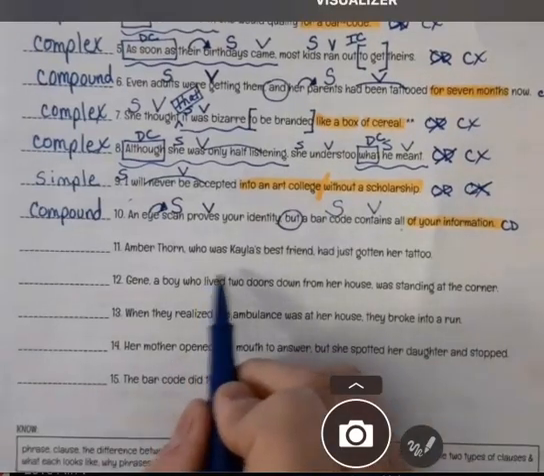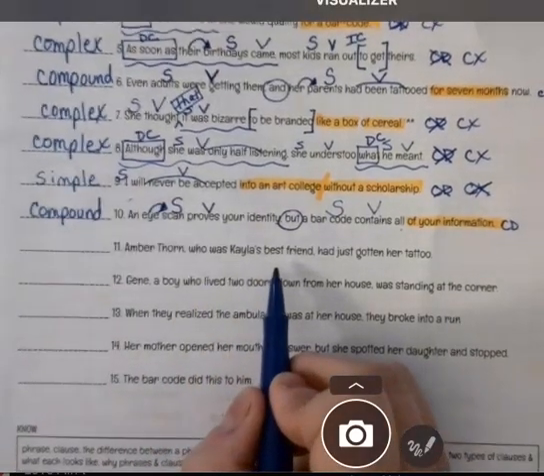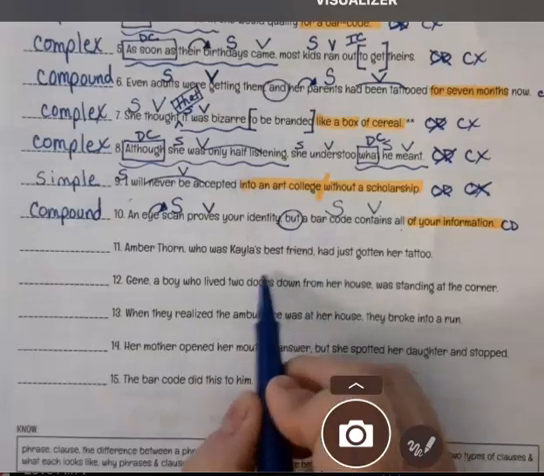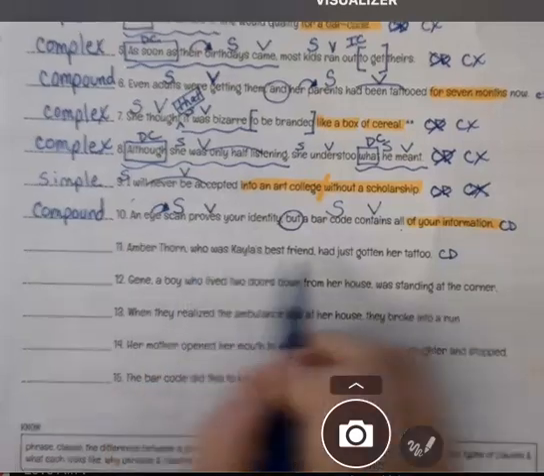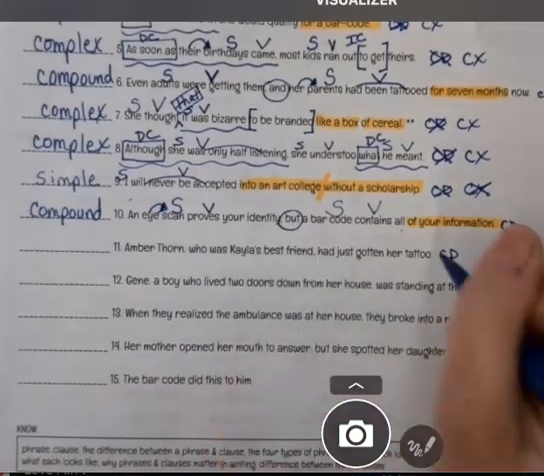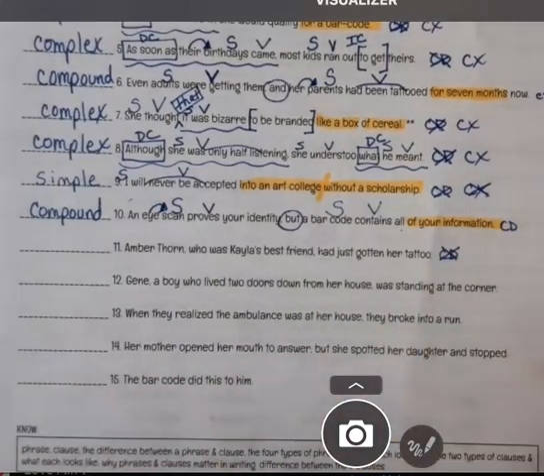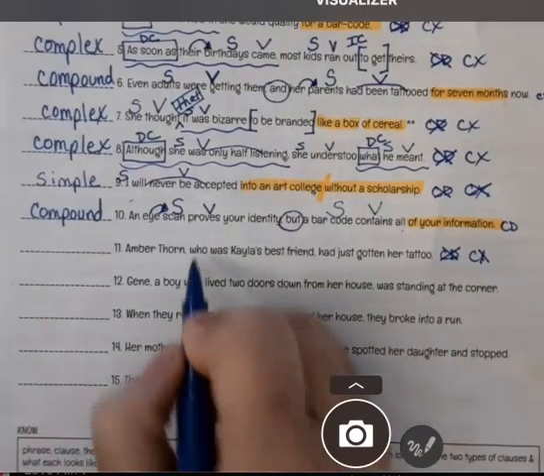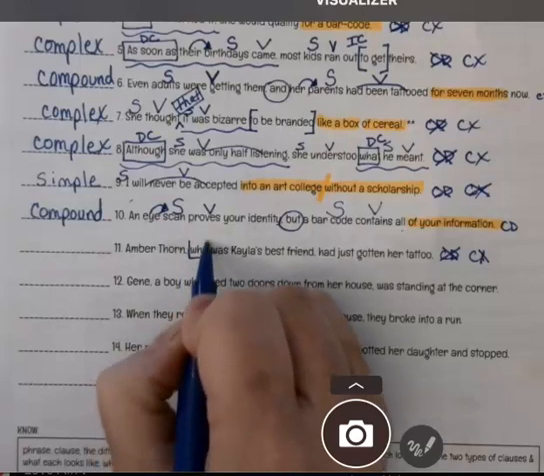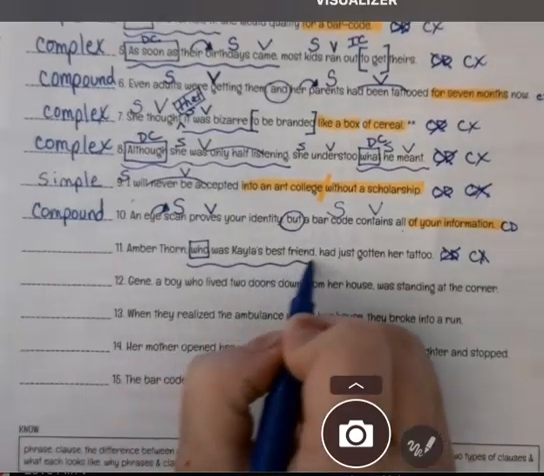Amber Thorne, who was Kayla's best friend, had just gotten her tattoo. I don't see any phrases in there, so I'm going to start with compound. I see a comma, who and a comma, had, but no coordinating conjunction. So now I'm going to look for a complex. And I see who. Who was Kayla's best friend?